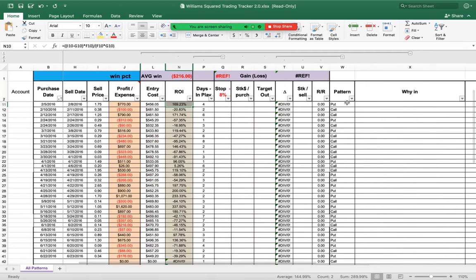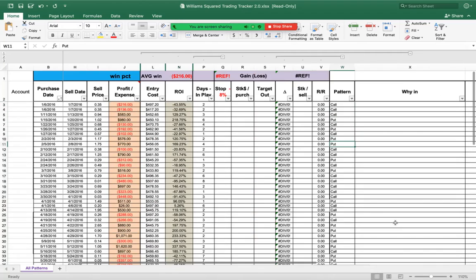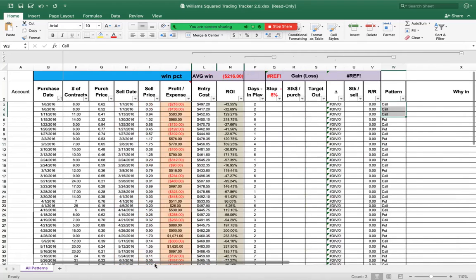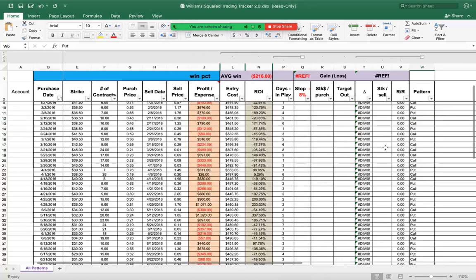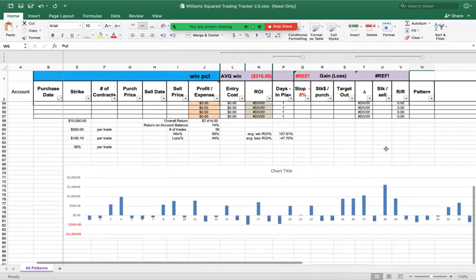Also, the pattern is really not a pattern, but I put over here whether they were puts or calls, right? So as you can see, the first 3 that I have over here were all calls that I did. And then the next one I did was a put. Again, all with the same strategy, all with the same setup that I'll show you in a minute. But all in all, here were the results.